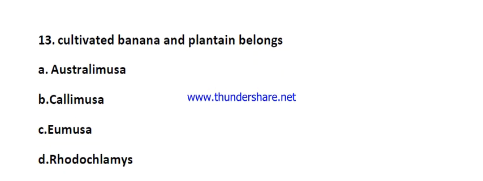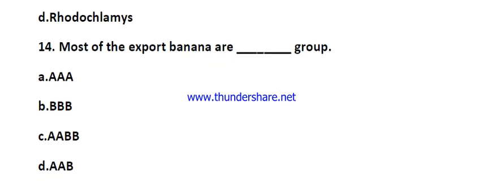Then question number 13. Cultivated banana and plantain belong to? Options are Australimusa, Callimusa, Eumusa and Rhodochlamys. Here the right answer is Eumusa. Then question number 14. Most of the export banana are in this group. The options are AAA, triple B, double B, then double A B. Now the right answer is triple A.